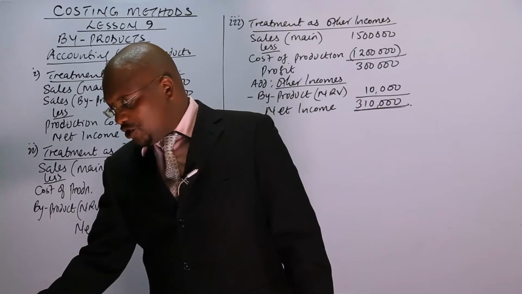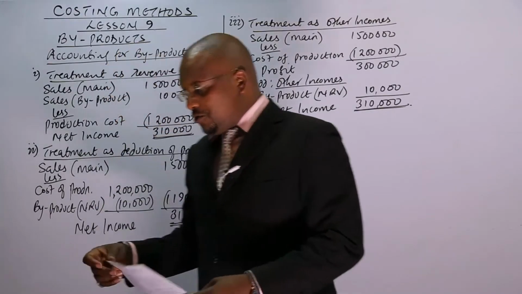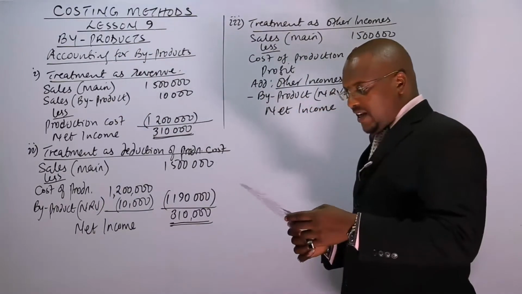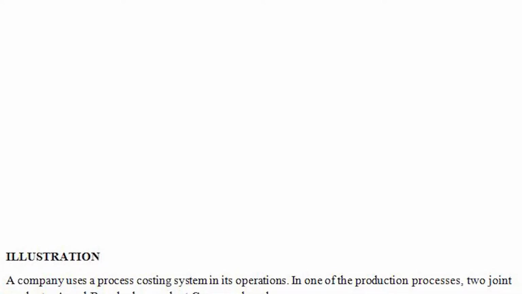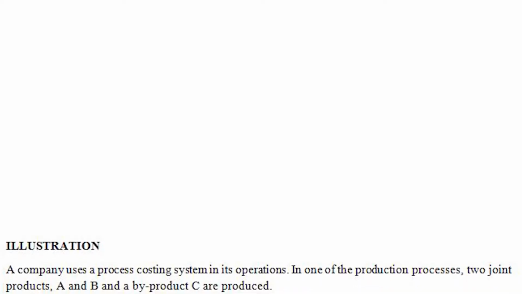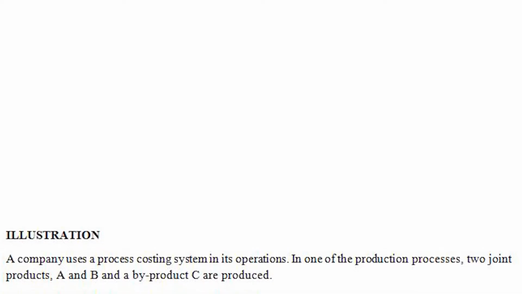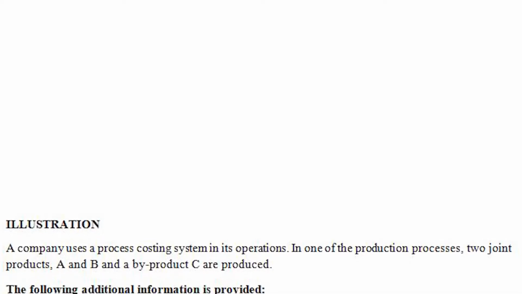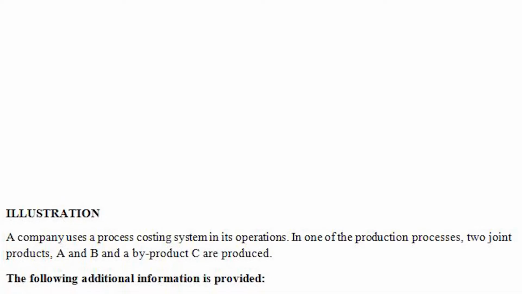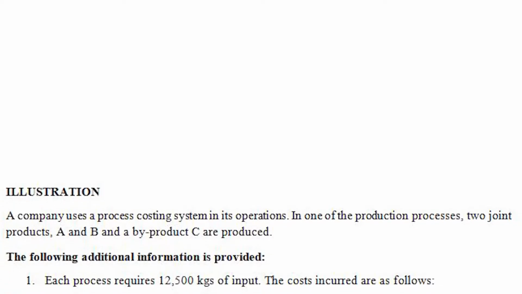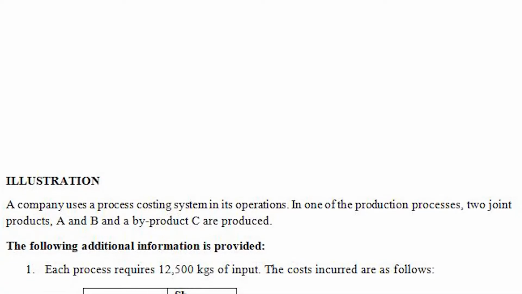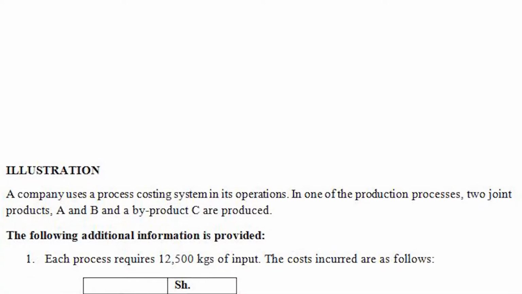Now, an illustration so that we can be able to see the treatment. Illustration reads that a company uses a process costing system in its operations. In one of the production processes, two joint products, A and B, and a byproduct, C, are produced. The following additional information is provided.